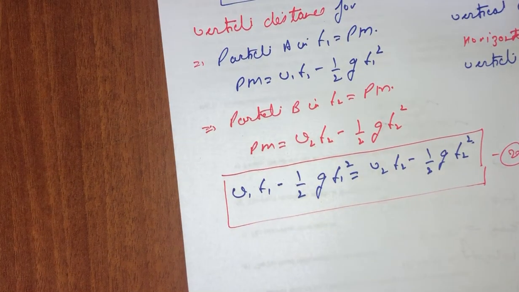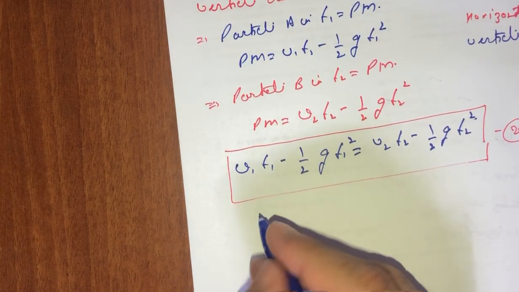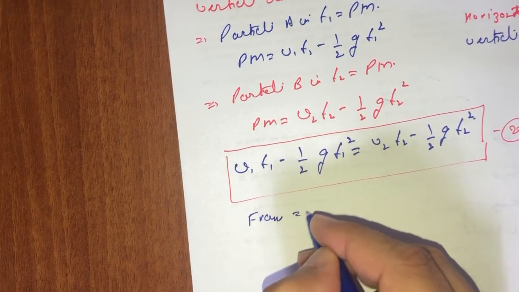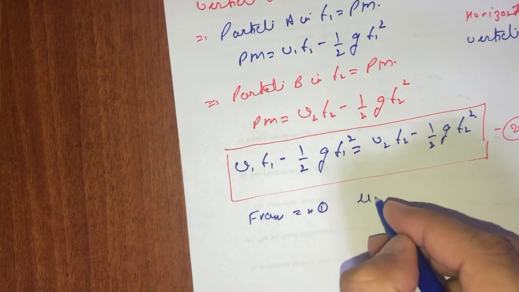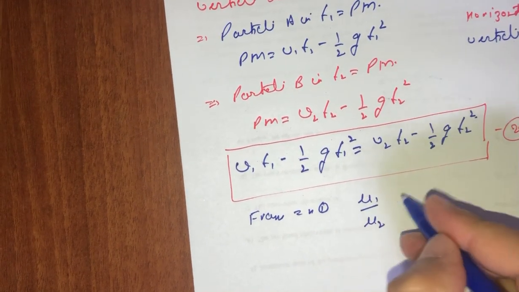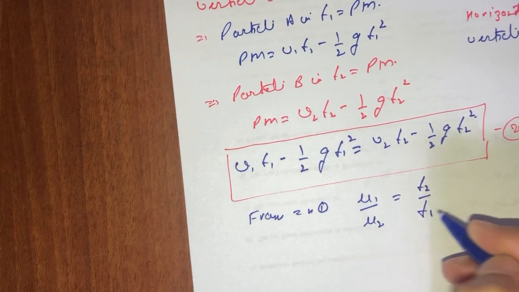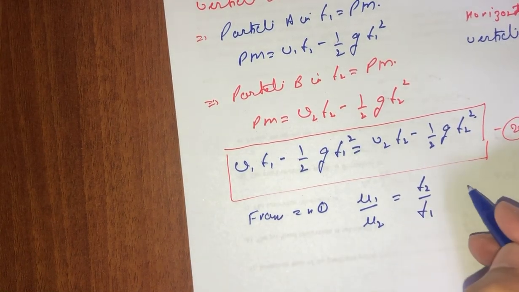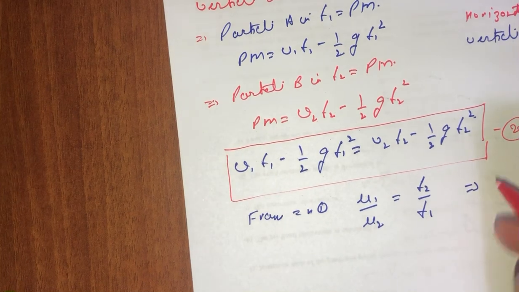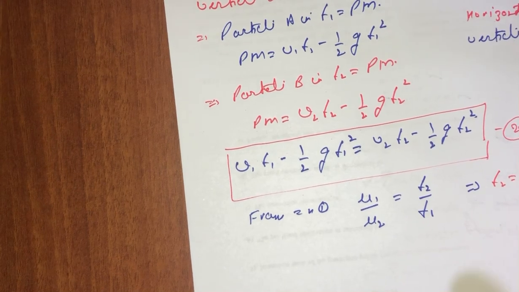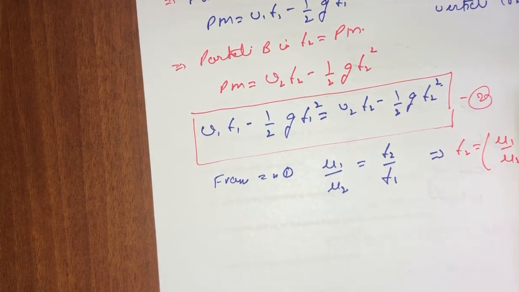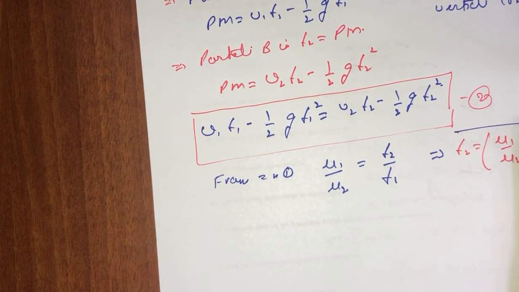And from equation 1, we can write u1 divided by u2 is equal to t2 divided by t1. So from here we can find out the value of t2. So t2 will be equal to u1 divided by u2 multiplied by t1. Let us call this equation number 3.